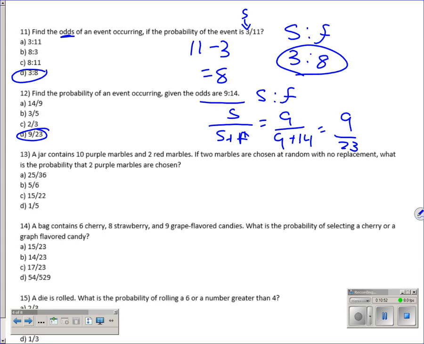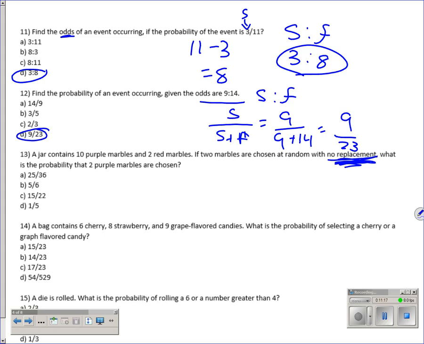All right, number 13, the jar contains 10 purple marbles, 2 red marbles. If 2 marbles are chosen at random with no replacement, then what is the probability that 2 purple marbles are chosen? All right, if I'm saying no replacement, that's different than the previous problem when we're taking them out as a group. It means we're doing one after the other.